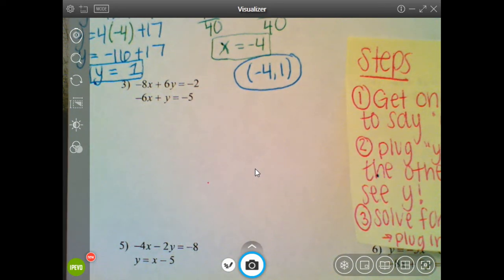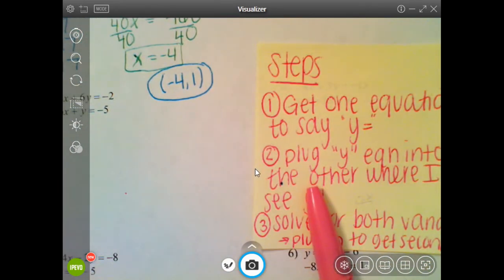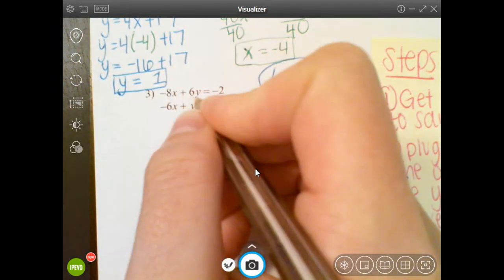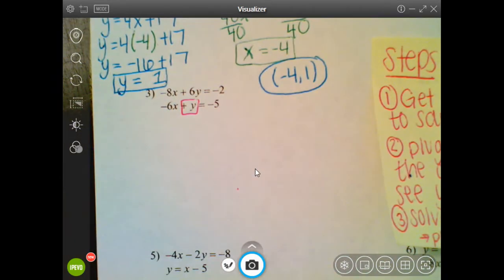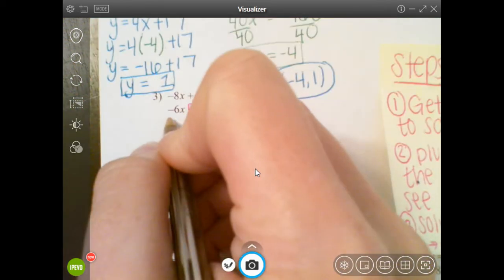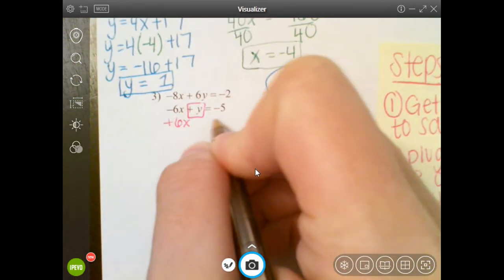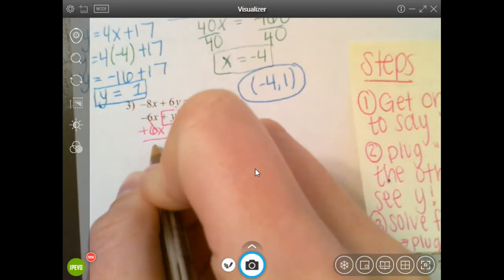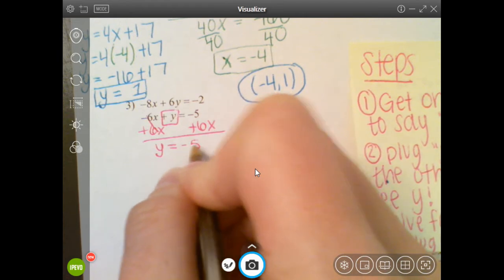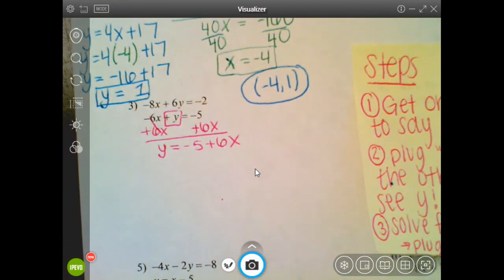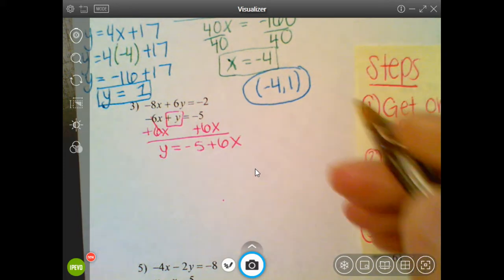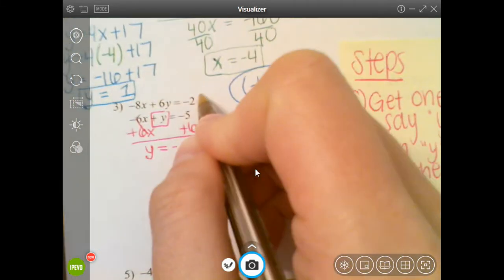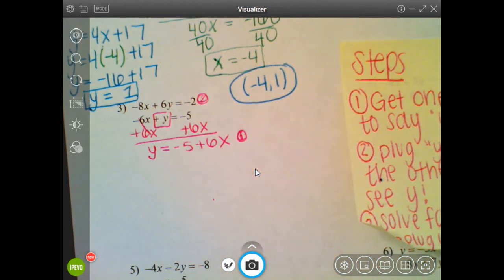So our first step is to get one equation to say y equals. Well, neither of these say y equals, but if I look at the second one, I can get that y by itself pretty easily. If I add 6x here and add 6x here, these cancel, and I get my y equals -5 plus 6x. So now I have this equation here, we'll call it equation 1, and equation 2. And one of them is in y equals.